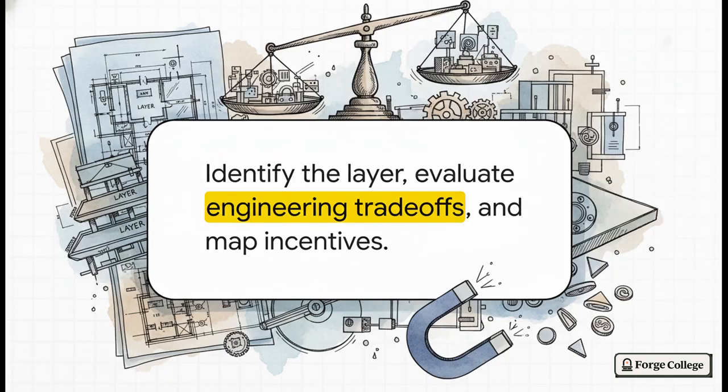Are you fixing a protocol or a platform? 2, treat every single decision as an engineering trade-off. There are no perfect solutions, only optimized balances. And 3, map your incentive mechanisms to measurable outcomes. If you want a specific behavior from your network, you have to literally encode the incentive for it.